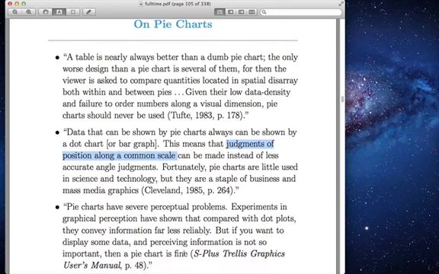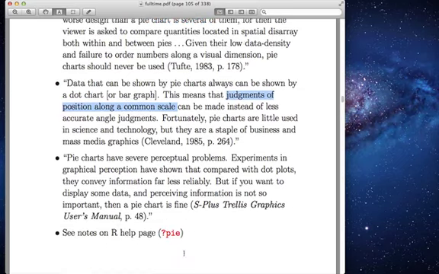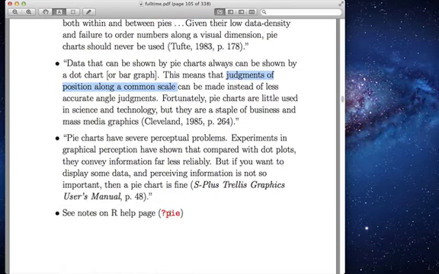This is more Cleveland. Cleveland wrote the S+ graphics user's manual. Pie charts have severe perceptual problems. Experiments in graphical perception have shown that compared with dot plots, they convey information far less reliably. I like his last sentence though, that if you want to display some data and perceiving the information is not so important, then a pie chart's fine. You also might want to see the help page on R for pie charts. There's additional warnings about their problems.